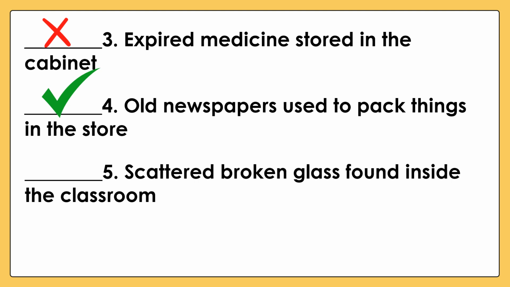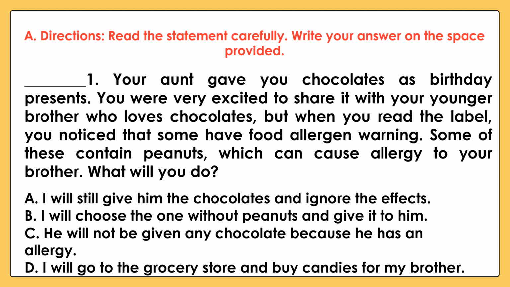Is it check or X? The correct answer is X. It's very dangerous. Directions: read the statement carefully and write your answer on the space provided. Number 1, your aunt gave you chocolates as birthday presents. You were very excited to share it with your younger brother who loves chocolates. But when you read the label, you notice that some have food allergen warning. Some of these contain peanuts, which can cause allergy to your brother.